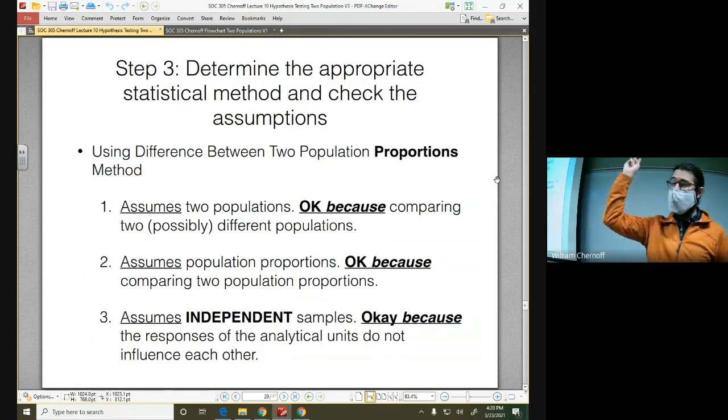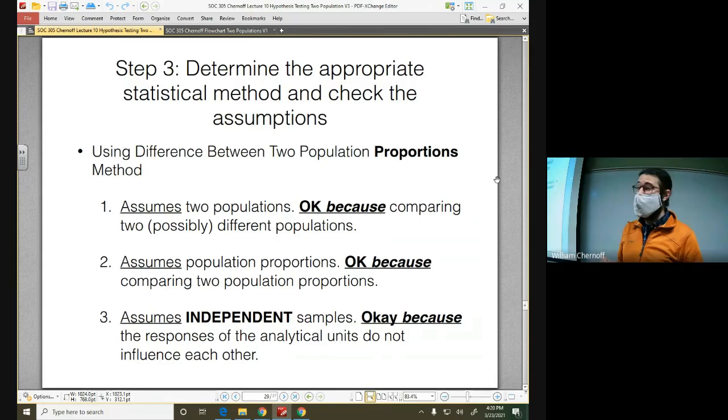Step 3, we determine the appropriate statistical method. Here we're thinking about two groups. We want to compare the proportion in one group to the proportion in the other group. So this is the method we use: the difference between two population proportions method. And we have our assumptions. We have to justify these assumptions. If any of them are grossly violated, then we can't use this method.